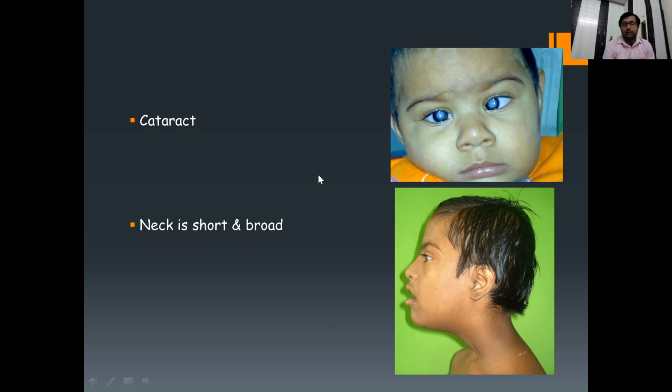We can also find cataract, and another feature is that the neck is short and broad. In this picture we can see the neck is short. What is a short neck? When we measure the distance from the outer occipital protuberance to C7 of the cervical vertebrae, generally this distance is more than 13 times of complete body height. If it is less than 13, then it is called a short neck.